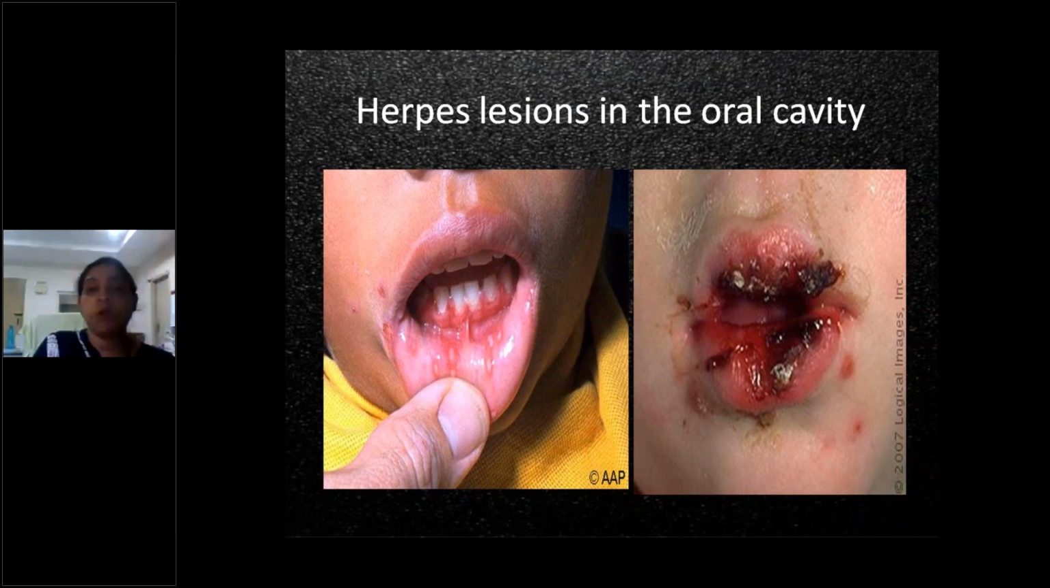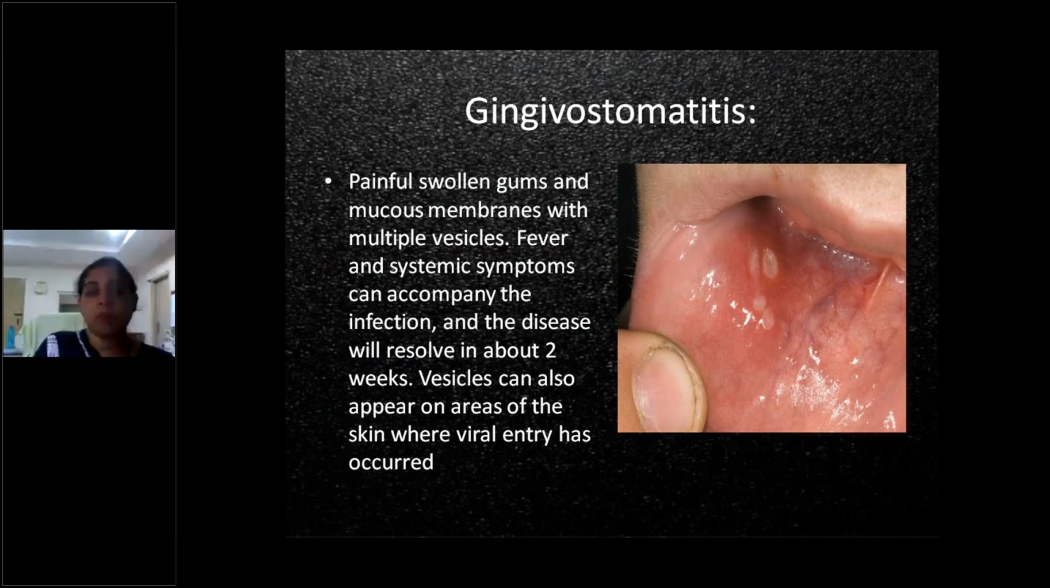Herpes lesions in the oral cavity, and gingival stomatitis. Have you seen this one? Many of you may have. It is a painful, swollen gum and mucous membrane with multiple vesicles. Fever and systemic symptoms can accompany the infection, and the disease will resolve in about 2 weeks.